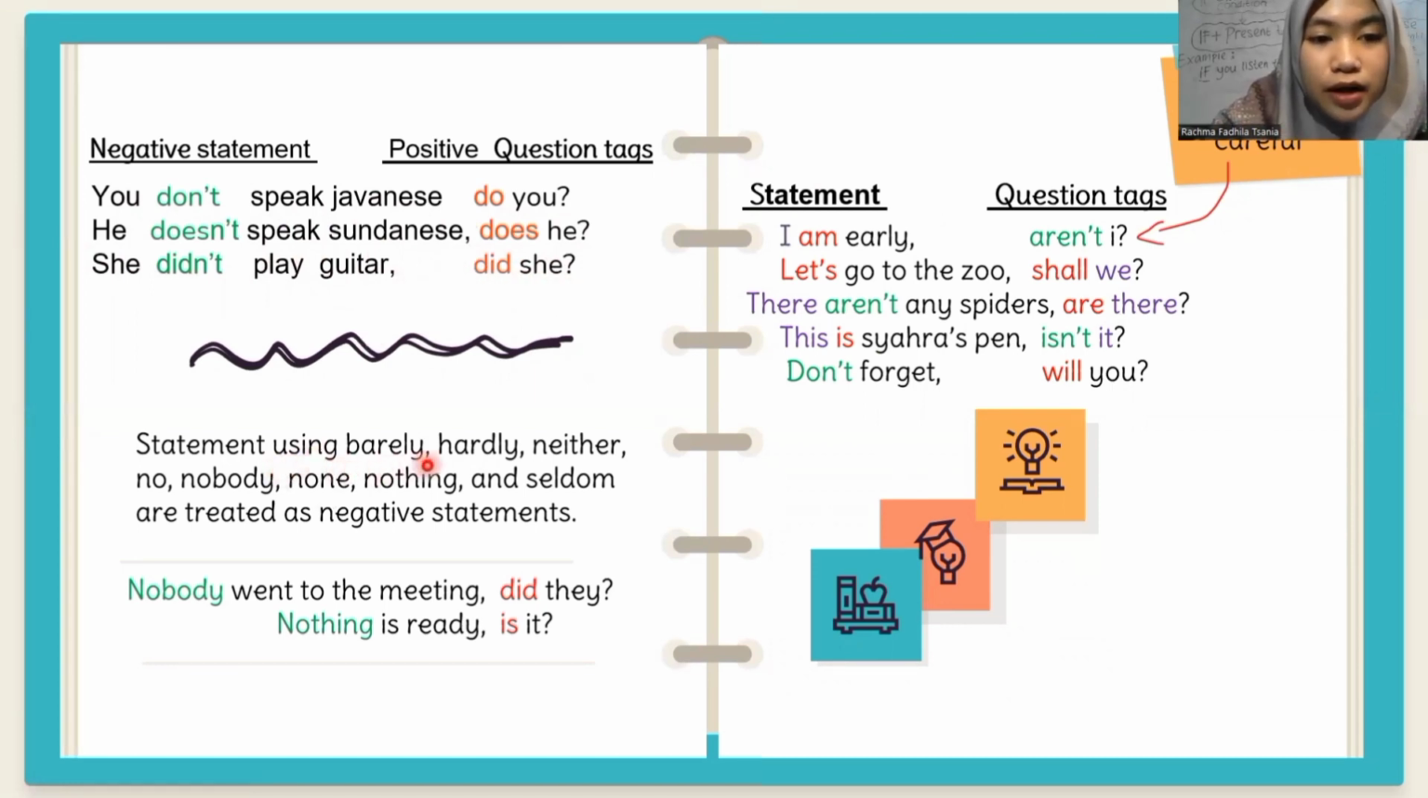Statements using barely, hardly, neither, no, nobody, none, nothing, and seldom are treated as negative statements. If those words appear in the statement, then the question tag will be positive. For example, nobody went to the meeting, did they? The statement contains the word nobody, so it's a negative statement that needs a positive question tag.